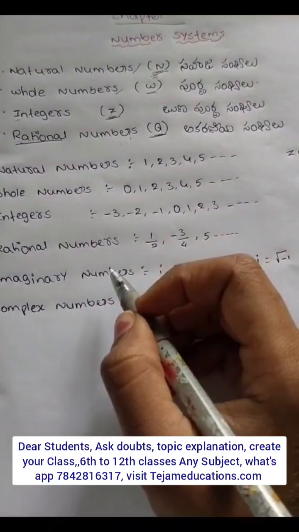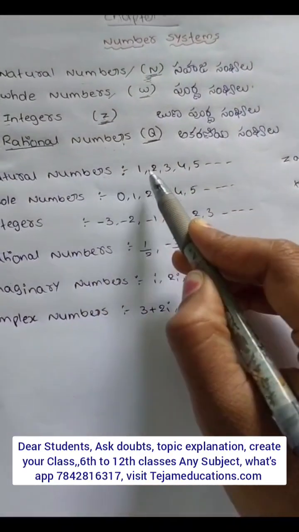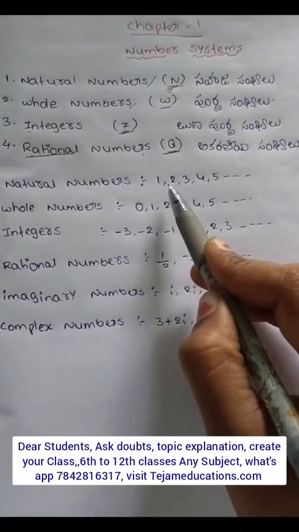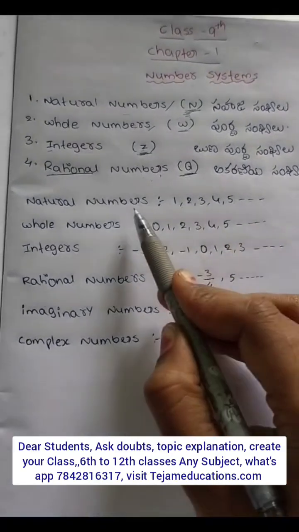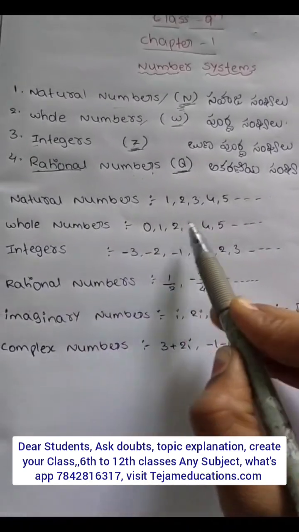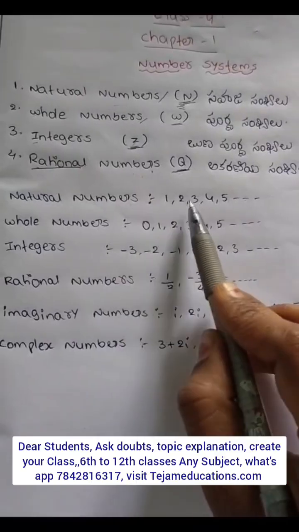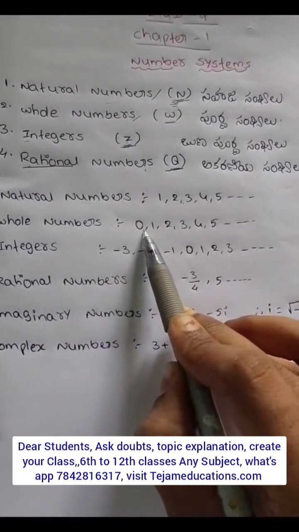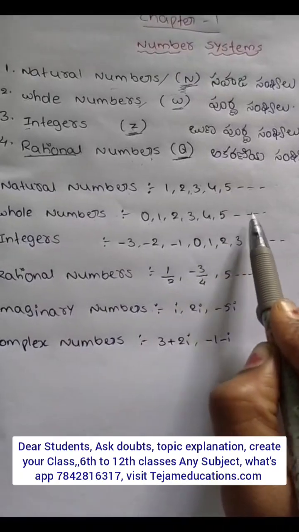Now let us discuss what the natural numbers are. Natural numbers start with 1, 2, 3, 4, 5 and so on. These are called natural numbers. Then whole numbers: what are whole numbers? Whole numbers are 0 plus natural numbers, that means whole numbers start with 0, 0, 1, 2, 3, 4, 5 and so on.